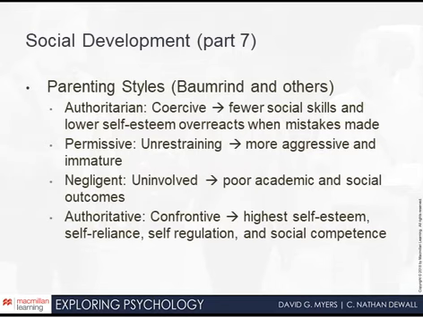However, authoritarian parents tend to develop children that have fewer social skills, lower self-esteem, and who overreact when mistakes are made. So their social skills are somewhat limited. They're not seeing themselves necessarily as a person of worth, and when mistakes are made, they may tend to overreact. That is what we tend to see, according to the research, with authoritarian parents.